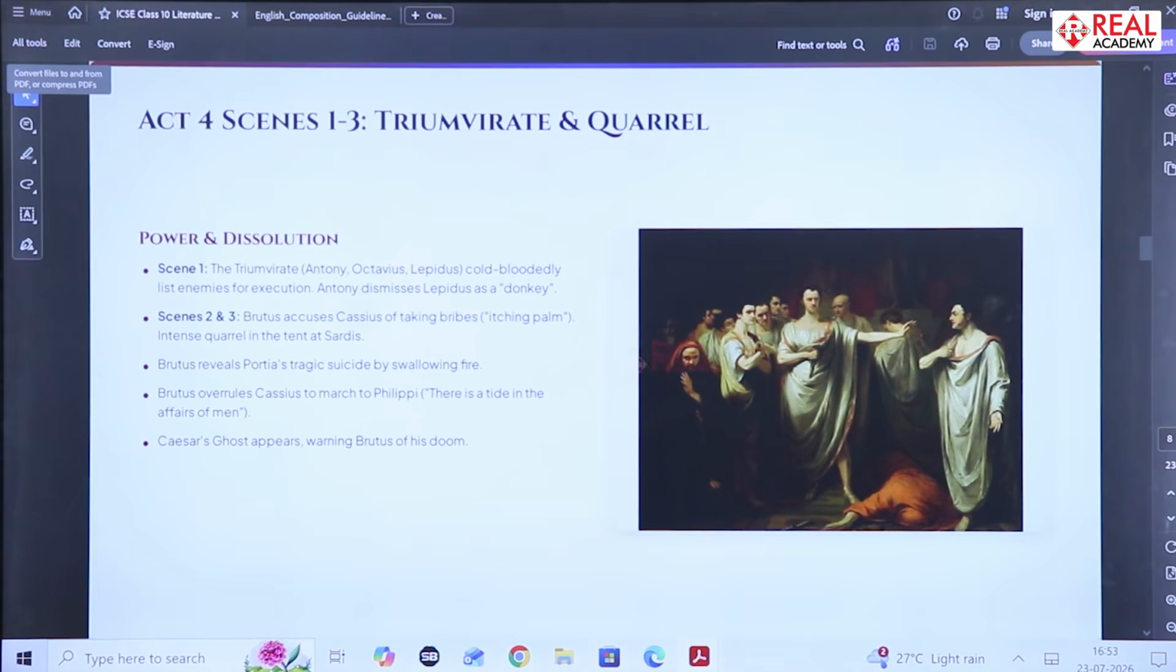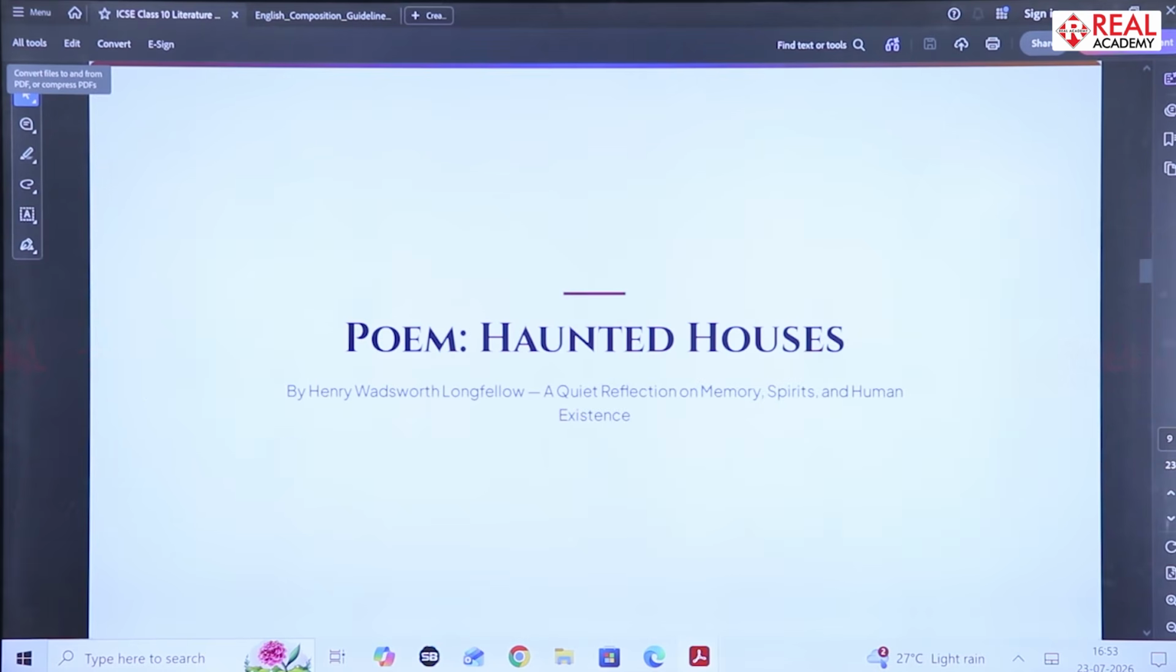Major themes: friendship and reconciliation, honor and corruption, leadership and responsibility, grief and self control, fate and the supernatural, guilt and revenge. So here we come to an end of Julius Caesar Act 3 and Act 4. Hope you all were able to solve your doubts and that this will be useful for your exam.